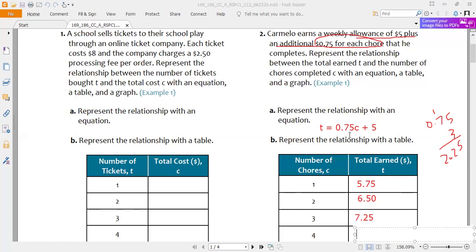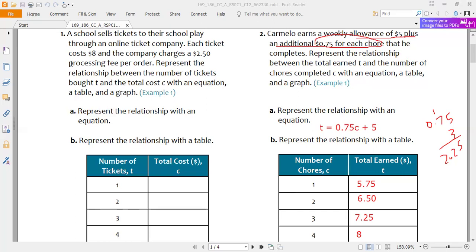Okay, and the last one, which is 4: if I multiply 0.75 by 4, because C is 4, it will give you the whole number 3, and 3 plus 5 will be 8. You can check it: 0.75 plus 0.75 is 1.50. If you again add this 1.5, it will become 3. So 3 plus 5 will be 8. You can multiply it and check it.